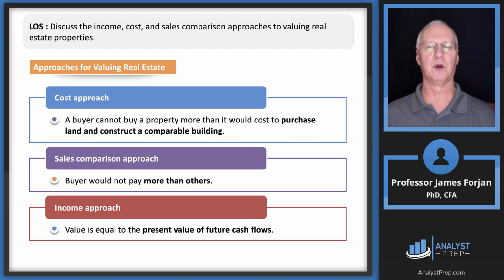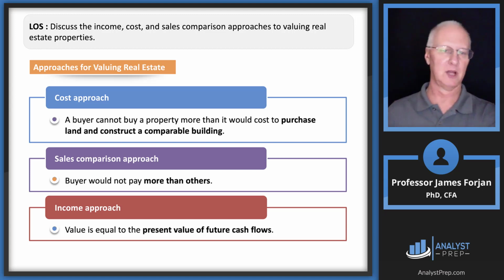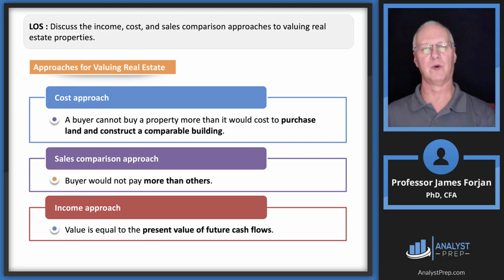So the cost approach: there's no way that you would pay more for a property than it would cost you to buy the land and then construct the building or whatever it is that you're there. Cost approach. Sales comparison approach: there's no way that you would pay $1 million for this property if other people in similar areas were only paying $500,000 or $600,000 for similar and, I'll say, almost identical properties.